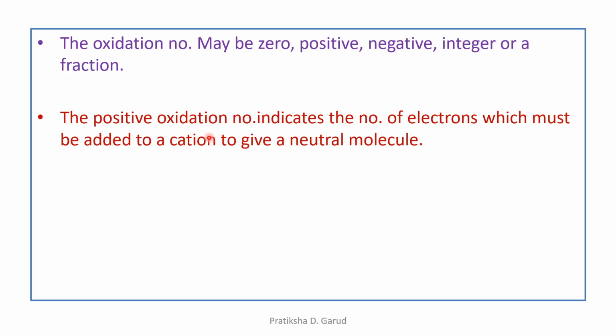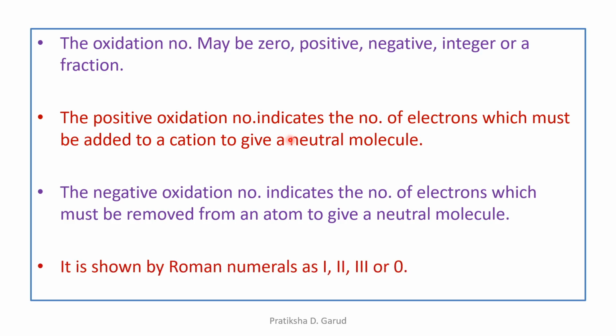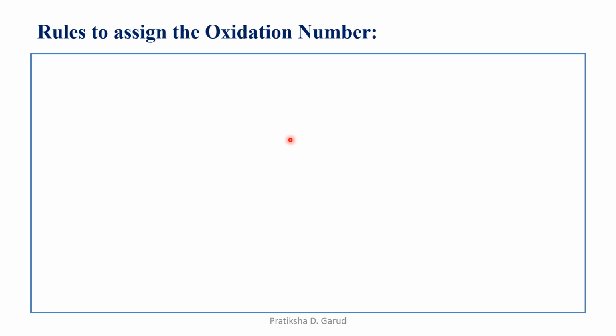A positive oxidation number indicates the number of electrons which must be added to a cation to give a neutral molecule. That means to form a neutral molecule, we have to add some electrons to the cation. Similarly, a negative oxidation number indicates the number of electrons which must be removed from an atom to give a neutral molecule. This oxidation number is shown by Roman numerals such as I, II, III or 0. Now let us see the rules to assign the oxidation number.